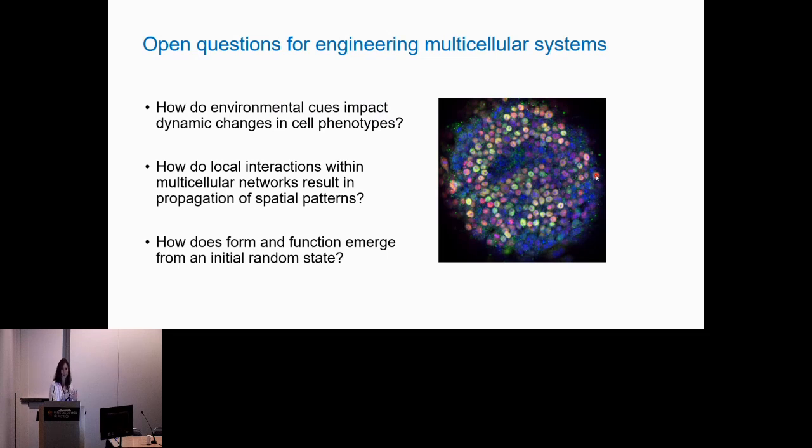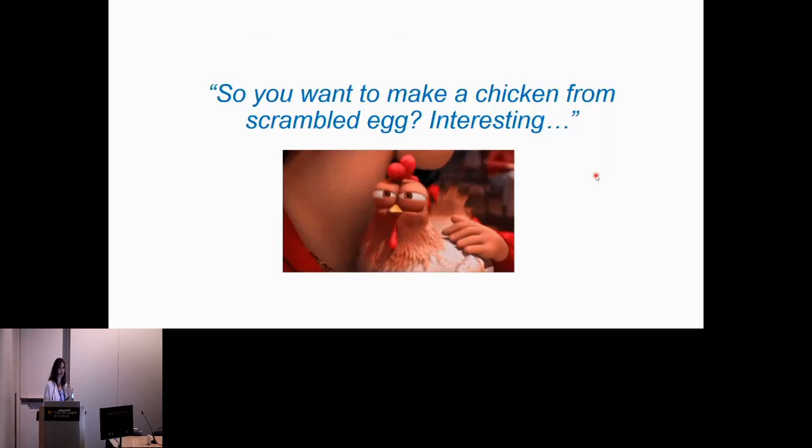When I talk to developmental biologists about these questions, they kind of look at me like, why are you studying these questions with induced pluripotent stem cells? You should be looking at embryogenesis and how these organs arise in a natural emergent setting. You don't want to create it from scrambled eggs. You want to create it from the chicken.